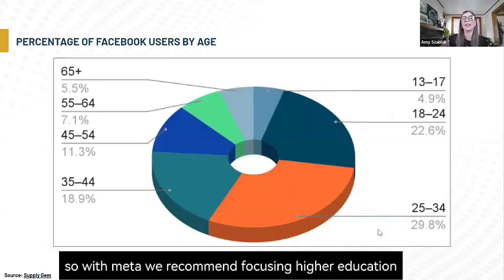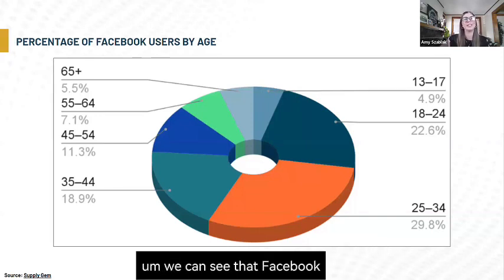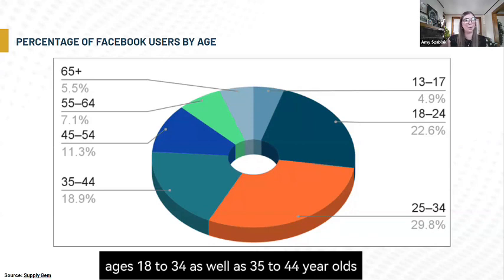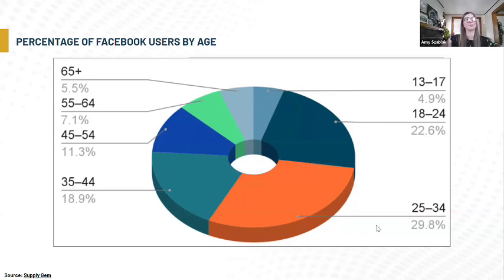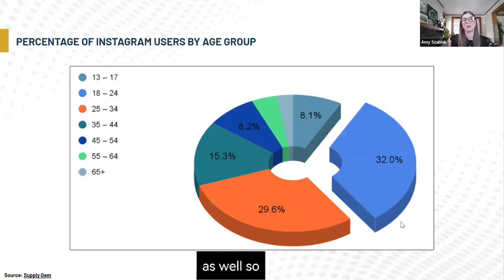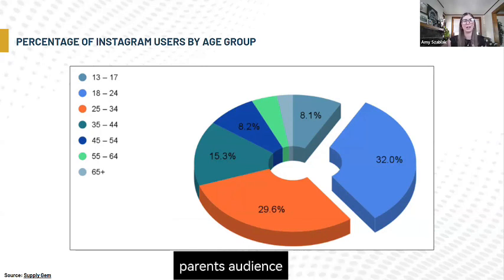So with Meta, we recommend focusing higher education advertising efforts on Facebook and Instagram. We can see that Facebook as a platform is still pretty popular amongst users ages 18 to 34, as well as 35 to 44-year-olds. And Instagram has popularity within that age range as well. So we also still see pretty strong usage amongst that parents audience.